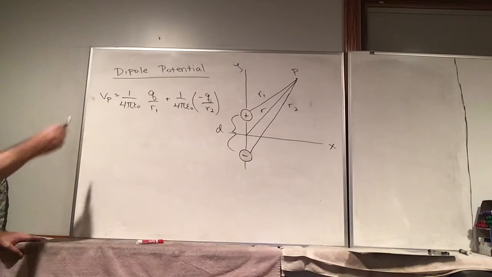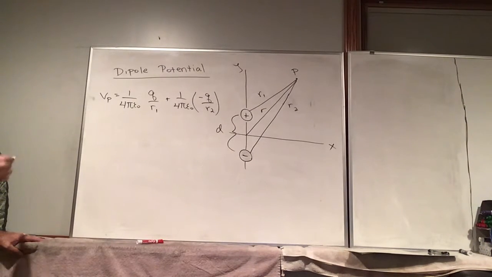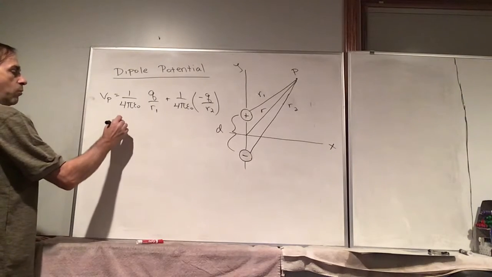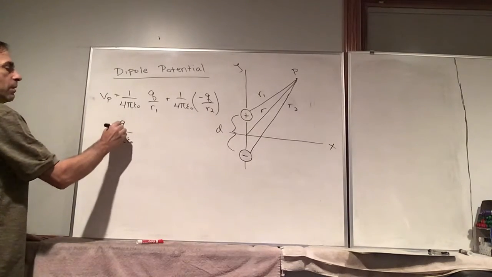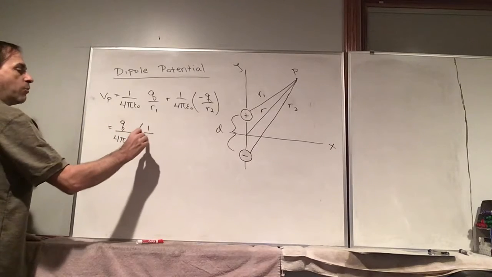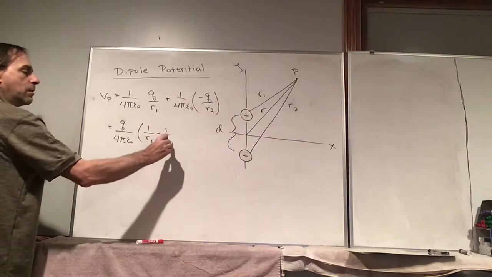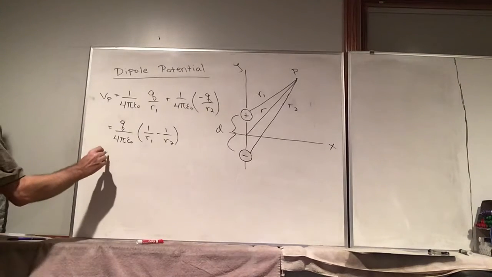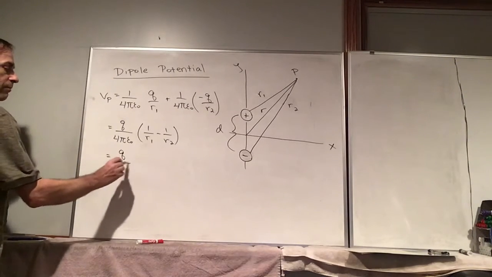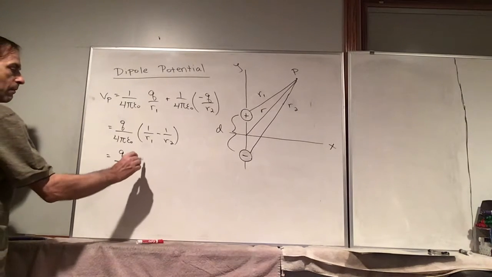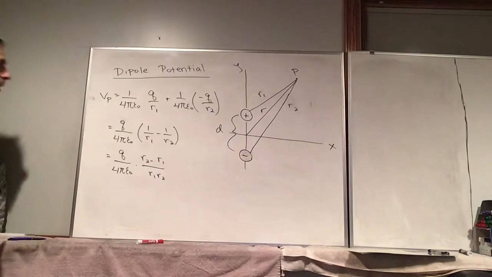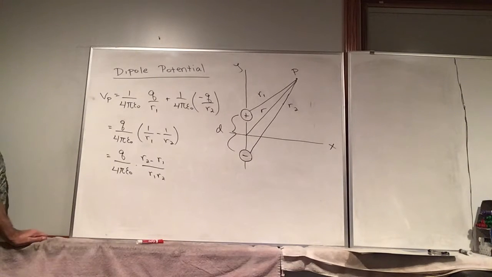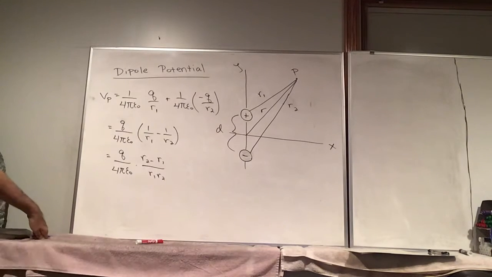Now we can factor out the 1 over 4 pi epsilon naught and the Q. So we have Q over 4 pi epsilon naught times 1 over r1 minus 1 over r2, or combining it into a single fraction, that is the potential at this point P. And this is exact, but it's much more useful if we make an approximation.